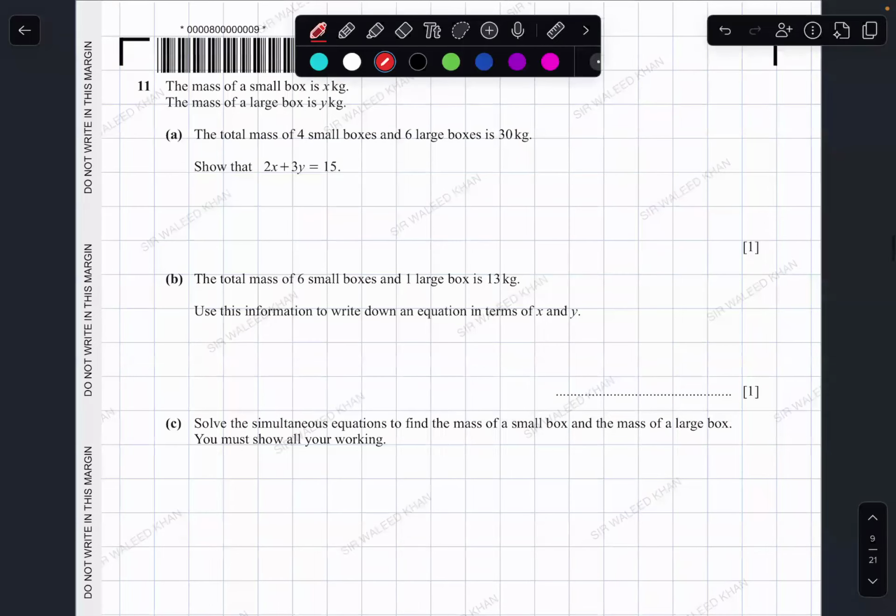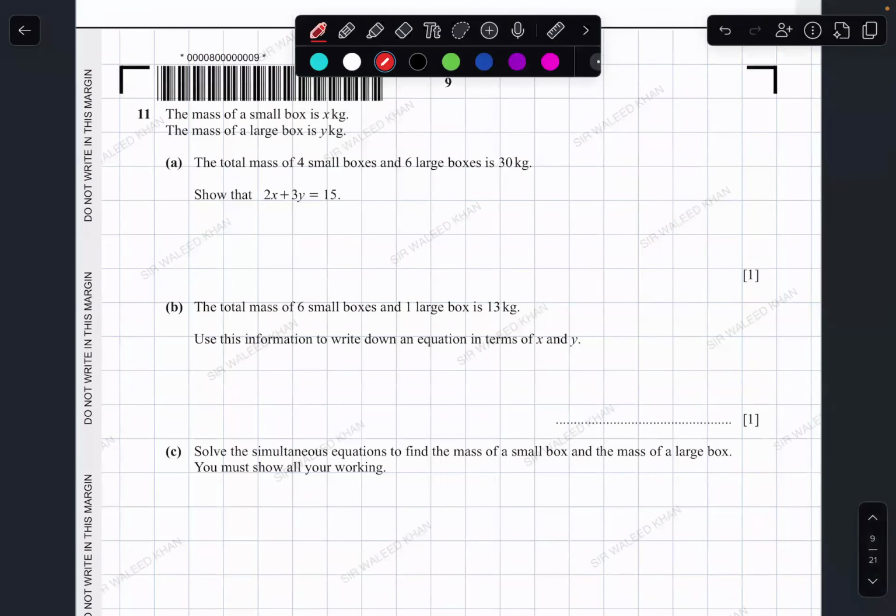Next. The mass of a small box. Amar, switch on your camera. Manur, Ismail, camera should be switched on. Put it on, be quick.